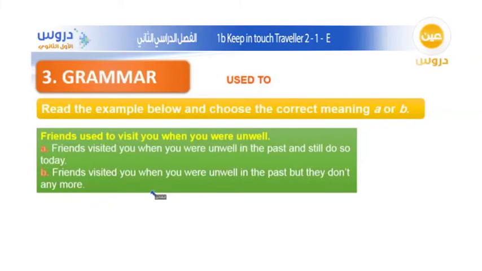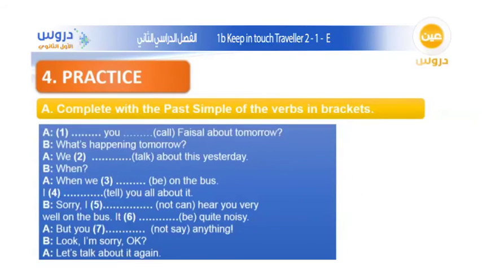Okay, so in this video we talked about how to use the word used to. Here we have: friends used to visit you when you were unwell. Is it A, friends visited you when you were unwell in the past and still do so today, or B, friends visited you when you were unwell in the past but they don't anymore? So what is the appropriate sentence for used to? The second one is the correct one.